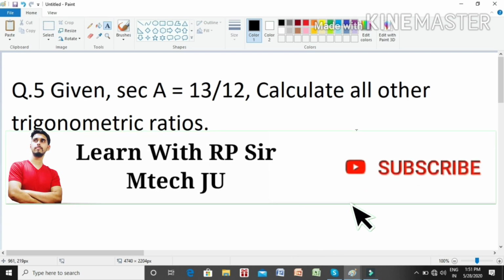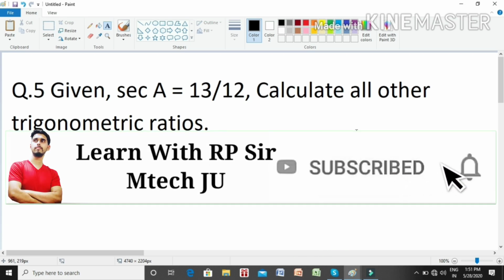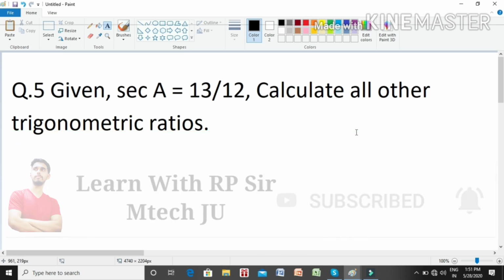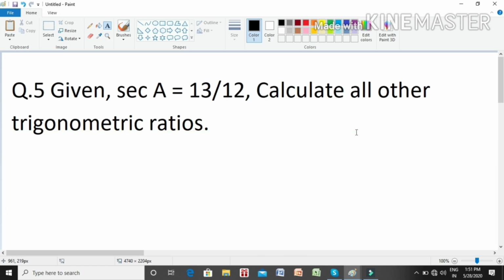In this video, we are going to discuss question number 5 and question number 6 of exercise 8.1 of the chapter Trigonometry of class 10 CBSE syllabus. So let us get started with the curriculum.